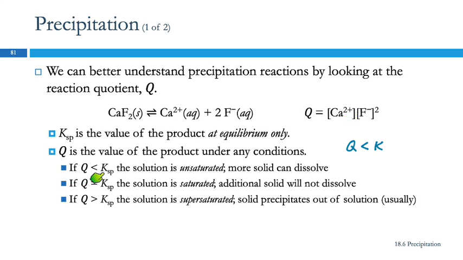So if Q is less than Ksp, that means the solution is unsaturated, more solid can dissolve. The reaction will proceed in the forward direction. If Q is equal to Ksp, we are at equilibrium. No more dissolving can happen, and so this is called a saturated solution. If Q is greater than Ksp, the solution is called supersaturated. We've got more dissolved in the solution than can possibly be dissolved, which sounds impossible, doesn't it? Well, it's definitely going to be unstable, and so generally, the solid will precipitate out of solution.